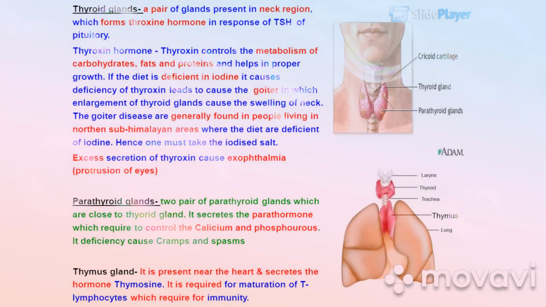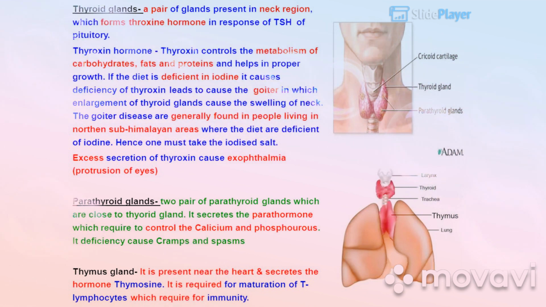Thyroid gland. A pair of glands present in the neck region, which forms thyroxine hormone in response to TSH of pituitary. Thyroxine controls the metabolism of carbohydrates, fats and proteins and helps in proper growth. If the diet is deficient in iodine, it causes deficiency of thyroxine, leading to goiter, in which enlargement of thyroid gland causes swelling of the neck.